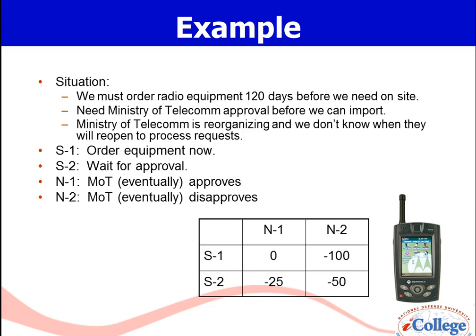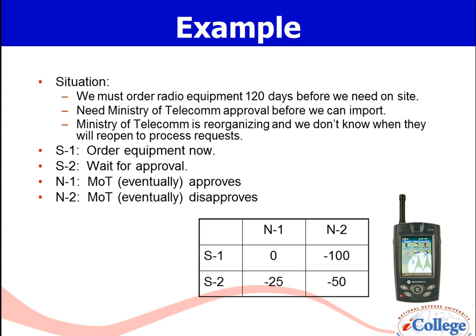If I ordered the equipment now and they approved it, it doesn't cost me anything. But if I order it now and they disapprove it, I've wasted all that money and I've got to go ahead and order new equipment that they will approve. It's not only cost me money, but I've got a significant delay.